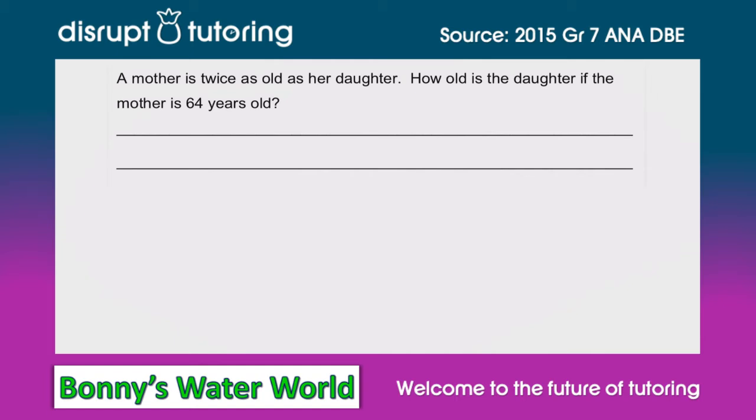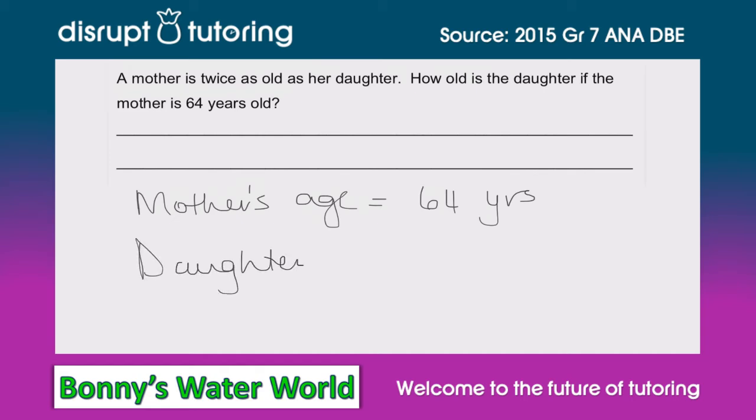So if we apply that thinking to the question, what is the mother's age? I'm just going to write it out: mother's age is equal to 64 years. What would the daughter's age be? They're interested in finding out the daughter's age.